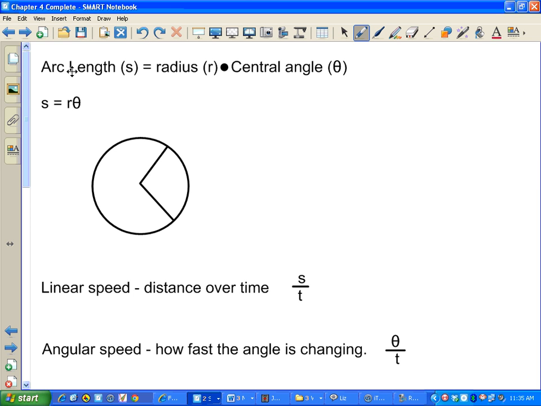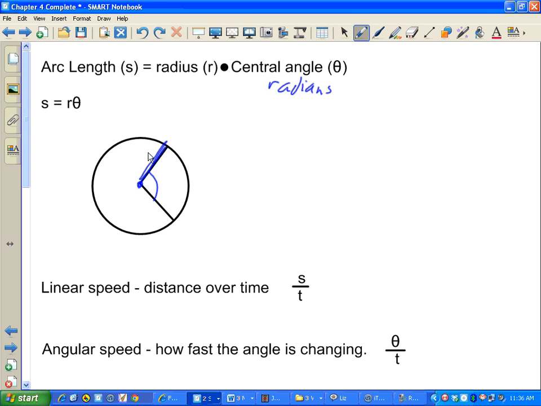So, the formula for arc length, which is of course this distance. So it's a circular distance. Okay, I'm measuring a circular line. What we do is we take the radius and we multiply it by the central angle. Central angle is an angle that is at the center of the circle that creates the arc. Now, when I multiply it by this central angle, that has to be in radians. If you try to multiply it by degrees, you're going to get something that is completely wrong.